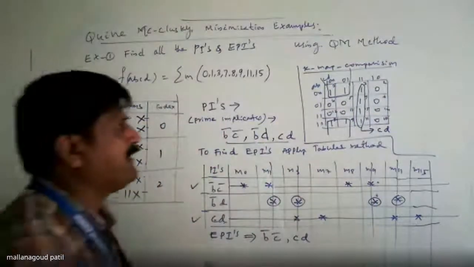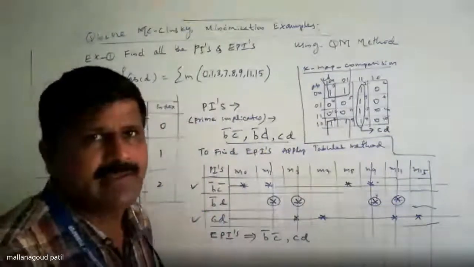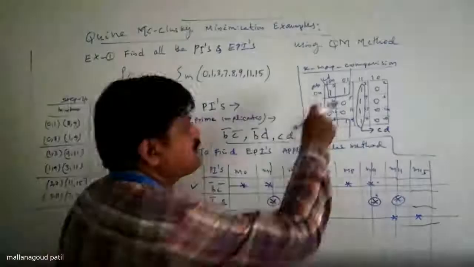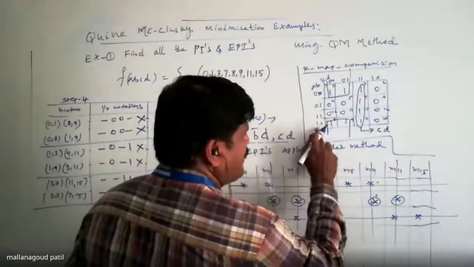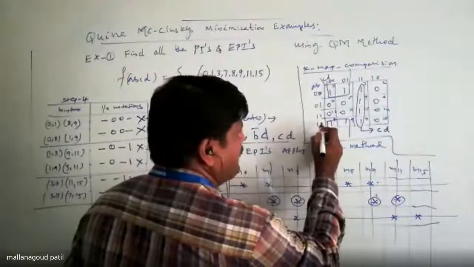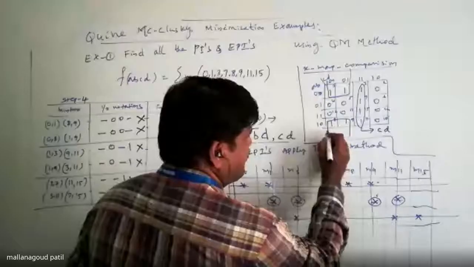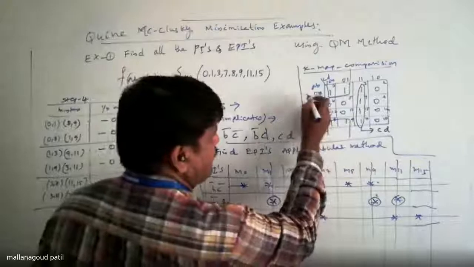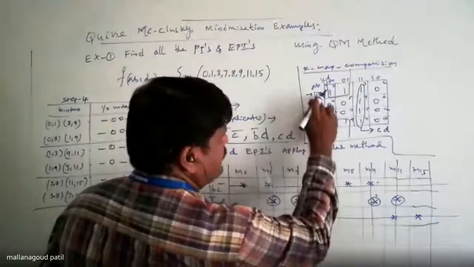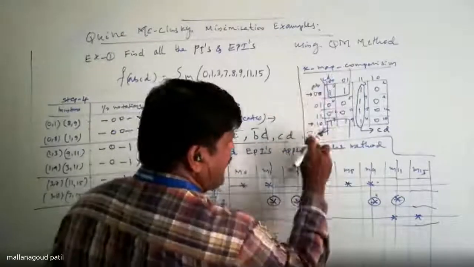This is one grouping. Now you see here, how many rows does it cover? Two rows. This is 0, 0, 1, 0. Which is the common bit? 0, which belongs to B bar. So I can write B bar. See here, I have 0, 0, 1, 0. The common bit is 0, belongs to B, so I write B bar.